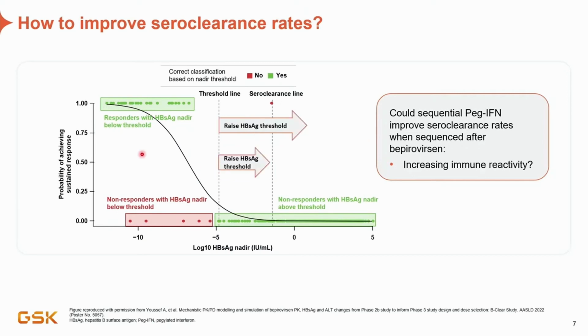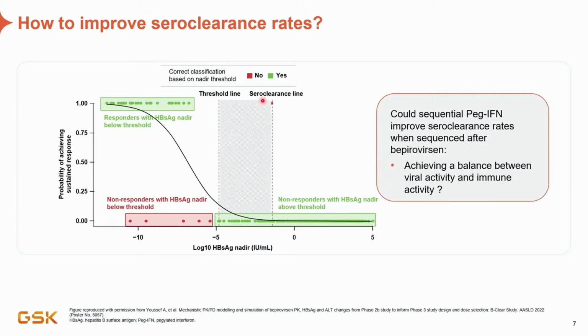Second possibility is that because pegylated interferon is increasing immune reactivity, it might actually have an effect on where the threshold lies. So maybe if you've boosted immunity, you no longer have to get surface antigen below 10 to the minus 5. That threshold might come up to 10 to the minus 3, or if we're really fortunate, up into a detectable level, so that we then get people who trigger a cure at a higher level of surface antigen.